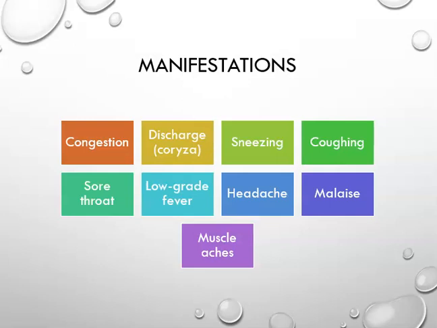So these are some of the manifestations. You're going to have congestion and discharge, so nasal discharge, and that's pronounced coryza. Sneezing, coughing, sore throat, low-grade fever, headache, malaise, and muscle aches. So low-grade fever, we have to remember that there is a normal for temperature, but everybody's baseline is just a little bit different. So it could be as low as 99, and it could be just a little bit lower than that. Just depends on the patient. But mostly you're going to be looking from like 99 to like 100.